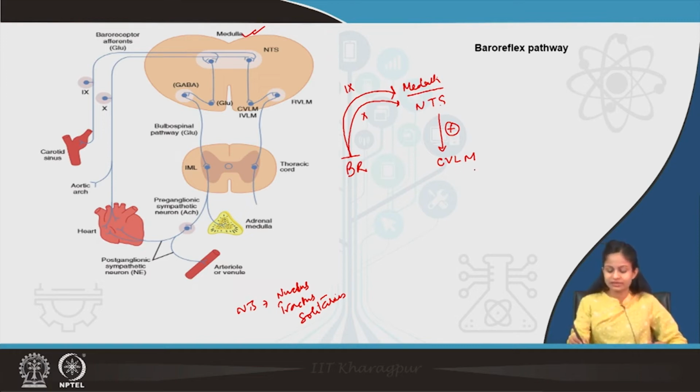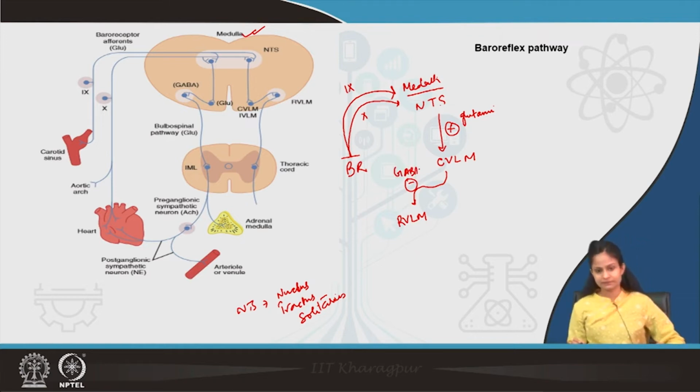So, this caudoventrolateral area will send negative input to the rostroventrolateral medulla. Now, positive input means here we have glutaminergic fibers, excitatory neurotransmitter, and negative input means here we have inhibitory neurotransmitter, that is GABA. So, impulses coming from the baroreceptors, the baroreceptors' afferent impulses through the sinus nerve and the vagus nerve go to the nucleus tractus solitarius. From the nucleus tractus solitarius, the input is going to the caudoventrolateral medulla.